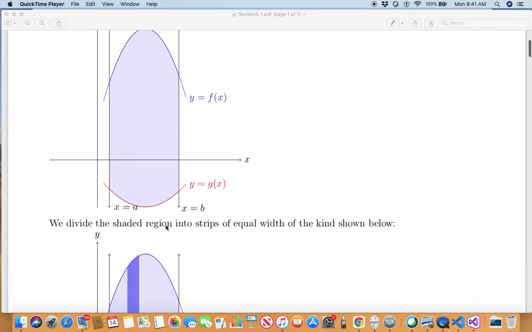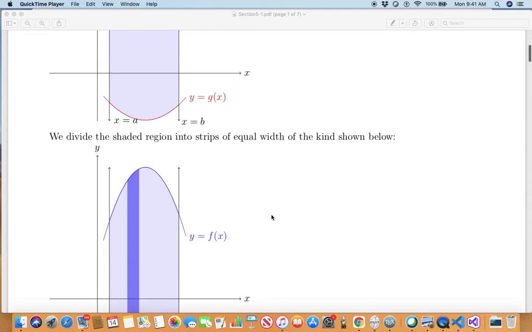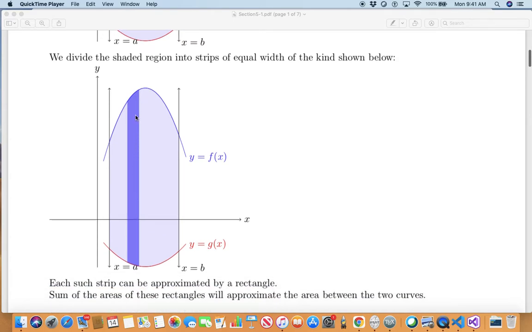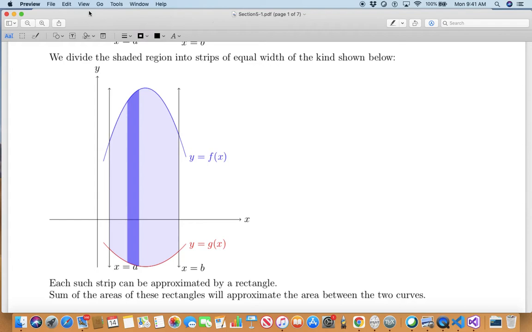Well, we divide that region into thin strips like these of equal width. So that is one strip. You take the entire region and divide it into strips of equal width. All right. And now what? Each such strip can be approximated by a rectangle. Okay. I hope you are understanding.